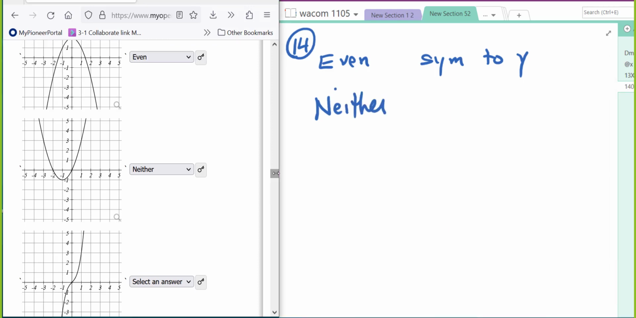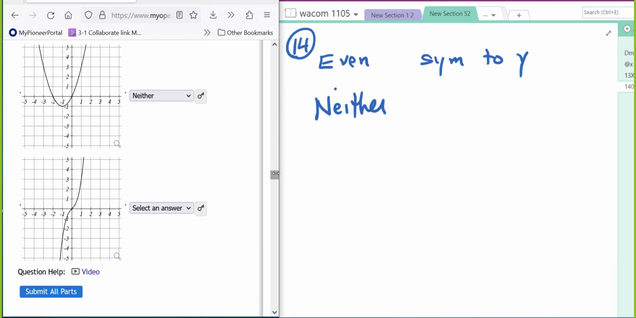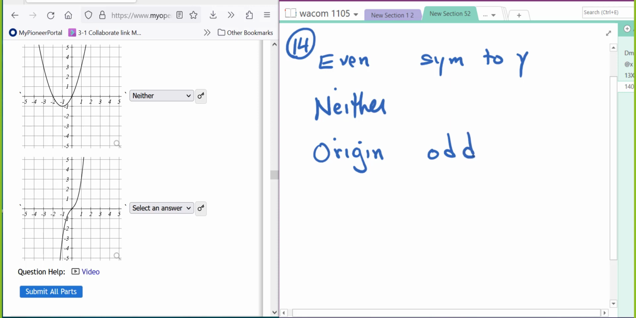Our third one, this one is going to be odd. It is symmetric to the origin. If you rotate it 180 degrees, it's going to give you back the same picture. All right? So this one is to the origin. And the origin is odd. Sorry, I switched up my things there.